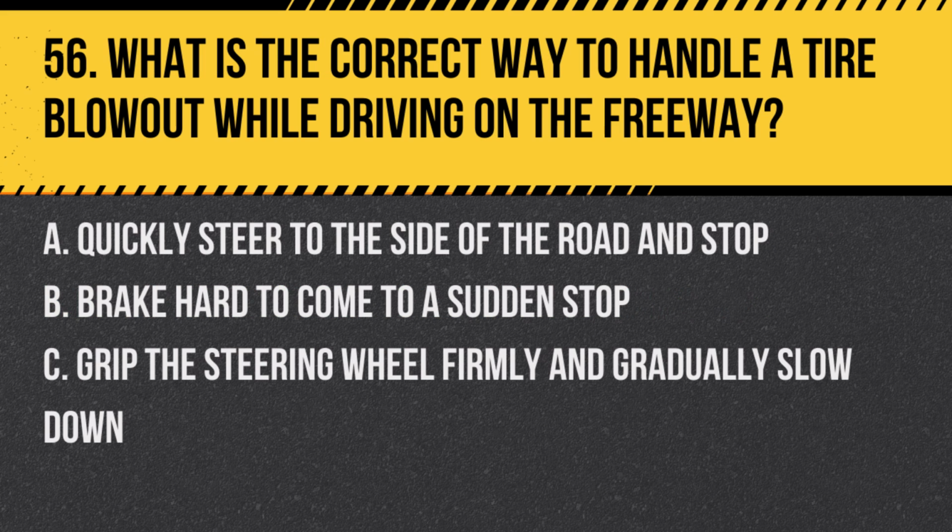Question 56. What is the correct way to handle a tire blowout while driving on the freeway? A. Quickly steer to the side of the road and stop. B. Brake hard to come to a sudden stop. C. Grip the steering wheel firmly and gradually slow down. Answer: C. Grip the steering wheel firmly and gradually slow down. If you experience a tire blowout while driving on the freeway, you should grip the steering wheel firmly to maintain control of the vehicle, gradually slow down by easing off the accelerator, and safely move to the side of the road to stop.